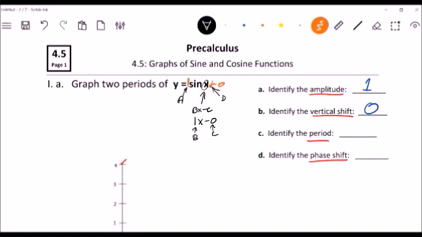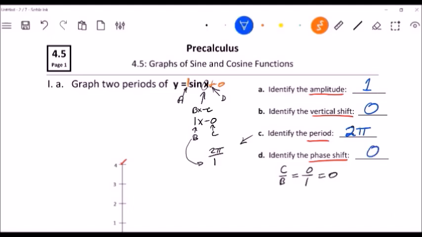And that means the phase shift, so actually, let's do the period first. That was 2 pi over b, which is 1, which means the period is 2 pi. The phase shift is c over b, and the c is 0 and the b is 1, which is equal to 0. And therefore, we can say the phase shift is 0.